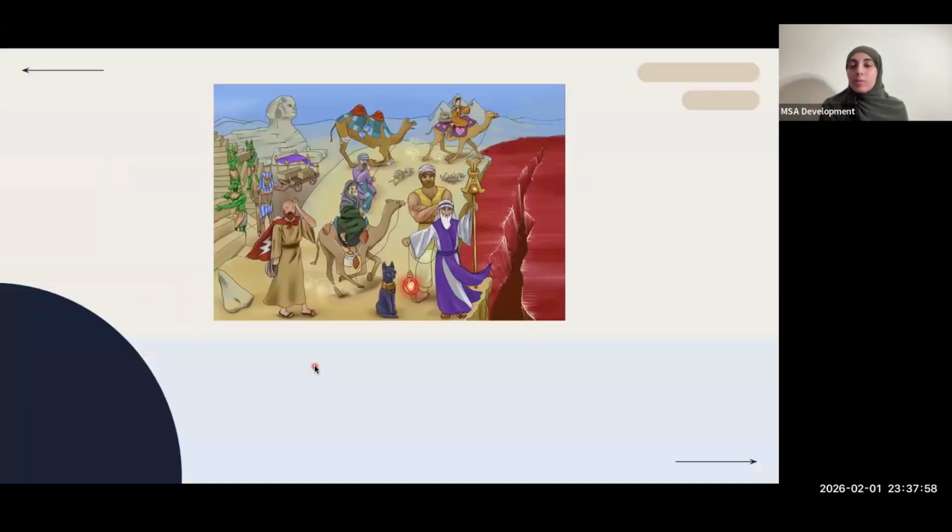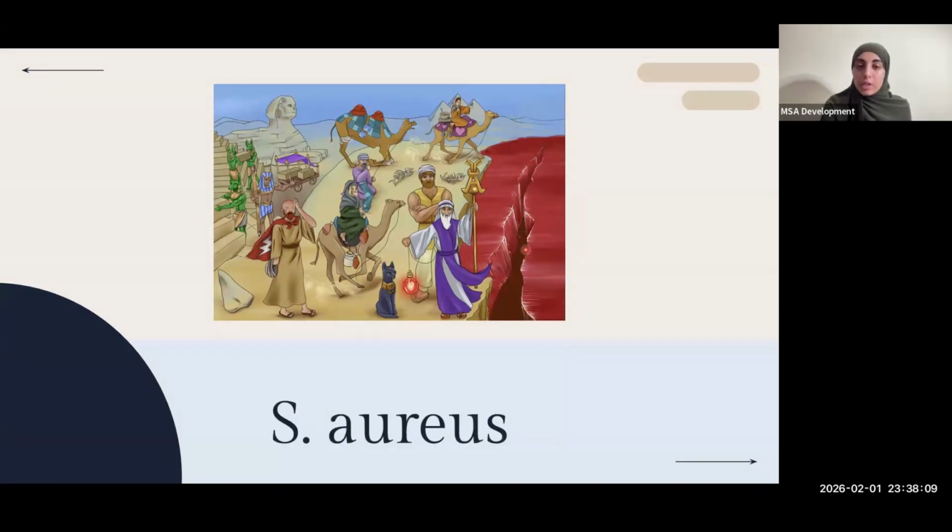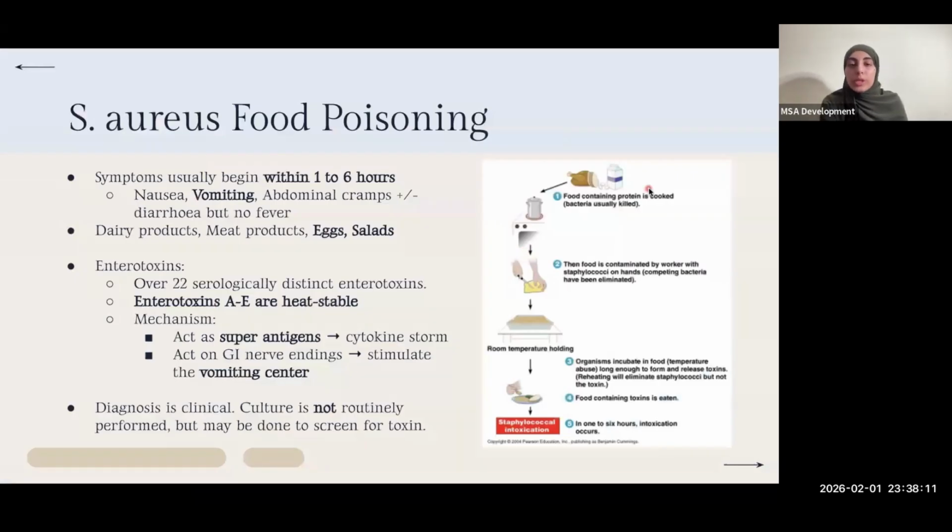Okay, now this organism did not have a picture in the slides, but I added the Sketchy picture if any of you know what this is. Yep, this is Staph aureus. So, Staph aureus food poisoning, as we said in the last slide, is due to preformed toxins. And if it's preformed toxins, the infection will be very quick. It will be within 1 to 6 hours.